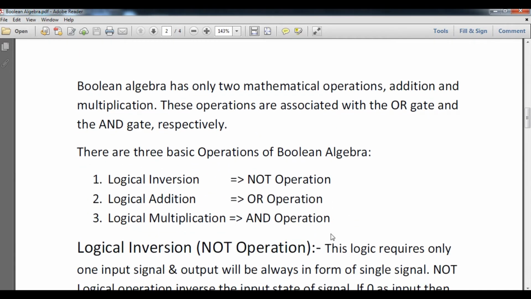Boolean algebra has two mathematical operations, that is, addition and multiplication. These operations are associated with the OR gate and AND gate respectively. But there is one more operation, that is logical inversion. So the basic operations of Boolean algebra are three: first, logical inversion, that is the NOT operation; logical addition, that is the OR operation; and logical multiplication, that is the AND operation. Including logical inversion, there are three operations in Boolean algebra.